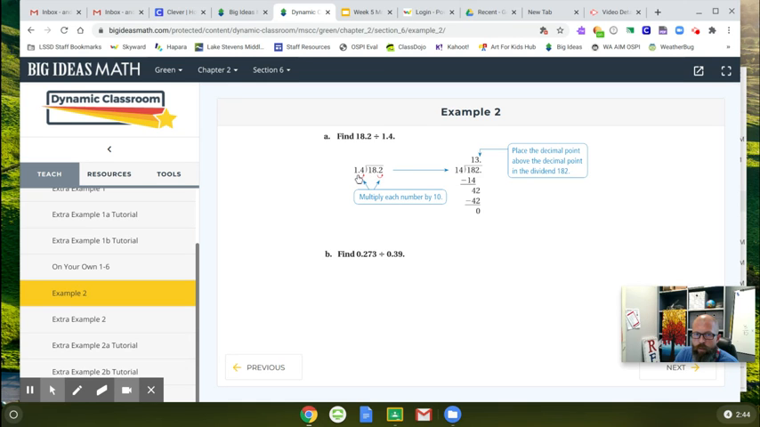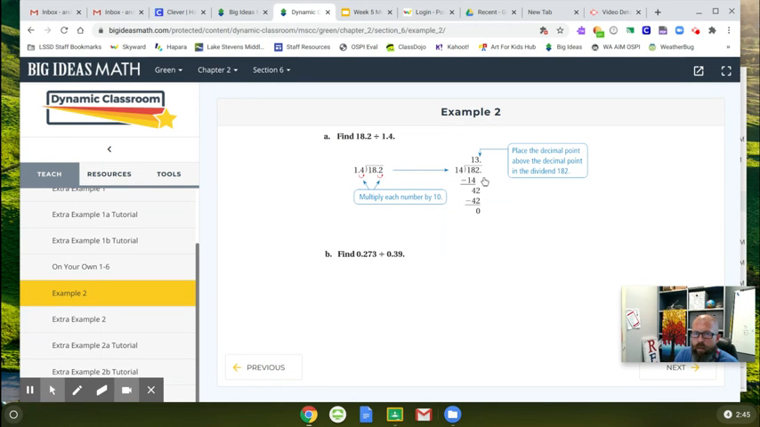18.2 divided by 1.4. Then we have to multiply each number by 10 so that we can get rid of the decimal on the number on the outside. So you can still have a decimal in here, but we want to get rid of this one, so we got to move it one place. That means we're multiplying by 10. If we move this one 1, we move this one 1.